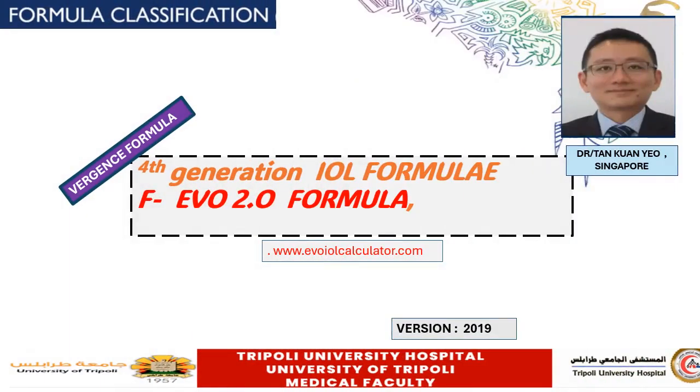Now let's come to one important formula belonging to the fifth generation IOL formulae, that's EVO 2, which stands for Emmetropia Verifying Optical, invented by Dr. Tan Kuan Yu from Singapore. He's a senior ophthalmologist in Singapore, and he completed his fellowship with Professor Graham Barrett, the inventor of the Barrett formula, in 2015. So let's look at what's in this formula and what its accuracy is in the prediction of IOL power calculation.